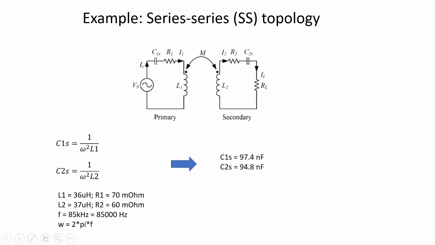Today, I would like to show an example where we use the series or SS topology for a wireless power transfer system. Here on the left hand side is the primary coil or the transmitter coil, and on the right hand side is the secondary coil or receiver coil. On the primary side, we have a high frequency voltage source here, and it will generate the current IS. And the two coils here will be coupled by mutual inductance M here.